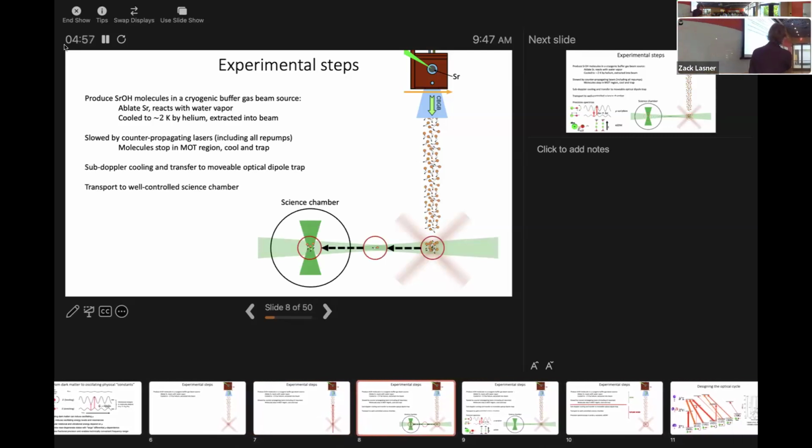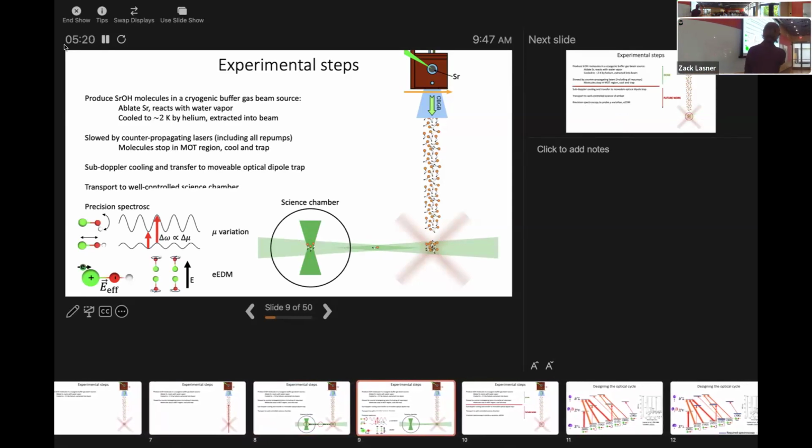Then we can do all the tricks that John just described, sub-Doppler cooling, transfer to an ODT with high efficiency, we think, now with all the tools that have been developed recently. And for the most convenient precision measurement, you don't really want to do it in a MOT chamber. You want to transfer it to some dedicated science chamber where you can very efficiently shield out magnetic fields and control electric fields.